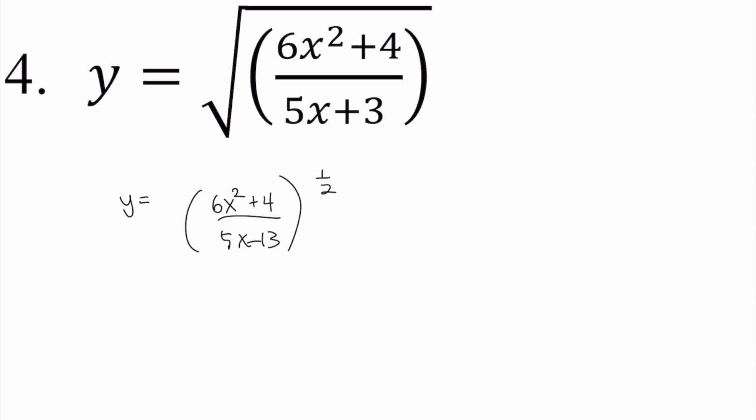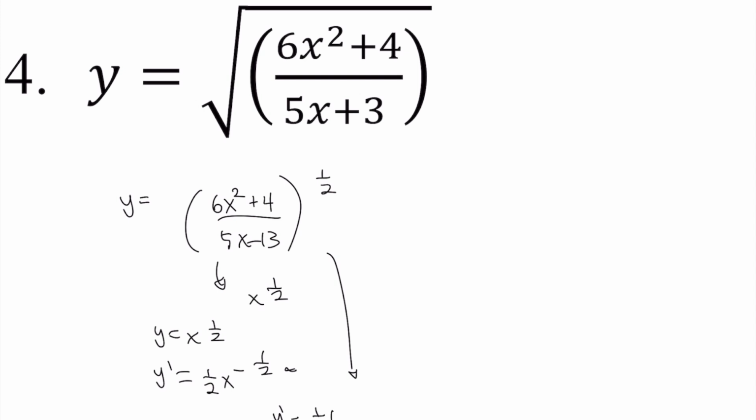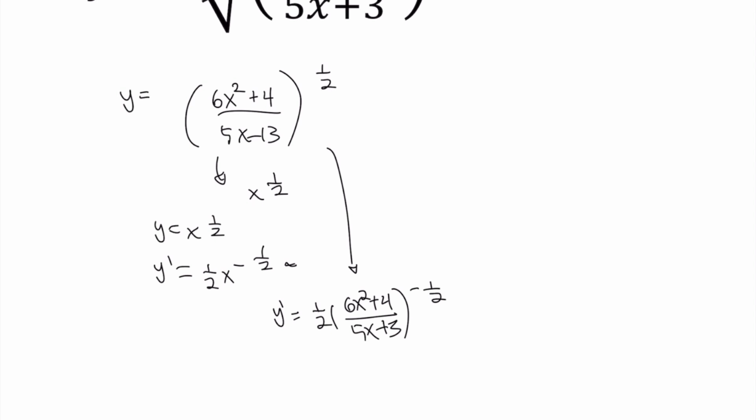Alright, so we can see that this is like a simple power function if you think of this as just x. So x to the power of 1/2. So y equals x to the power of 1/2. Y prime equals 1/2 x to the 1/2 minus 1 equals negative 1/2. So it's 1/2 times x to the negative 1/2 power. So this will just be the same thing, or similar. Y prime equals 1/2 times 6x squared plus 4 over 5x plus 3 to the power of negative 1/2, but obviously, like we did before, there's an inside function of this one.